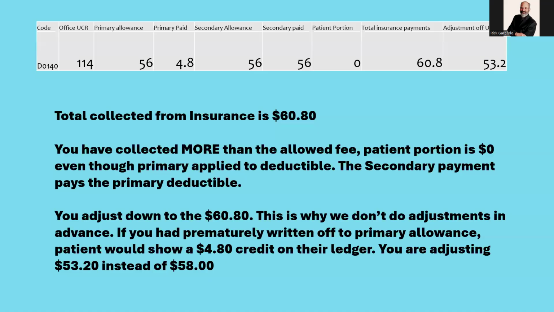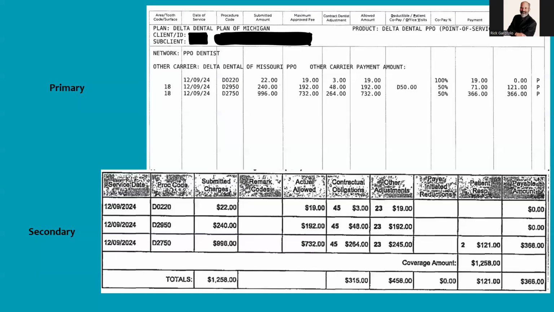And that happens. Nobody is perfect. I don't expect anybody to catch it 100% of the time. But in this scenario, it would have cost us money. So now let's look at the next set of EOBs.